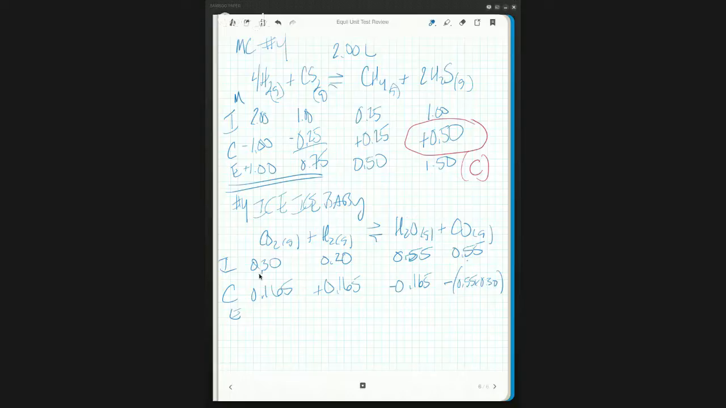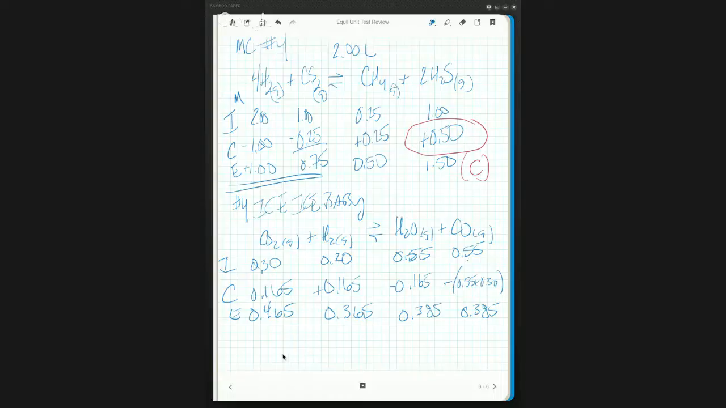And so you get those new values. So this one is 0.465. So that's the equilibrium concentration. The next one is 0.365, right, for the H2. 0.55, I can't do this part in my head. 0.55 minus 0.165. And this is 0.385 for both of these.